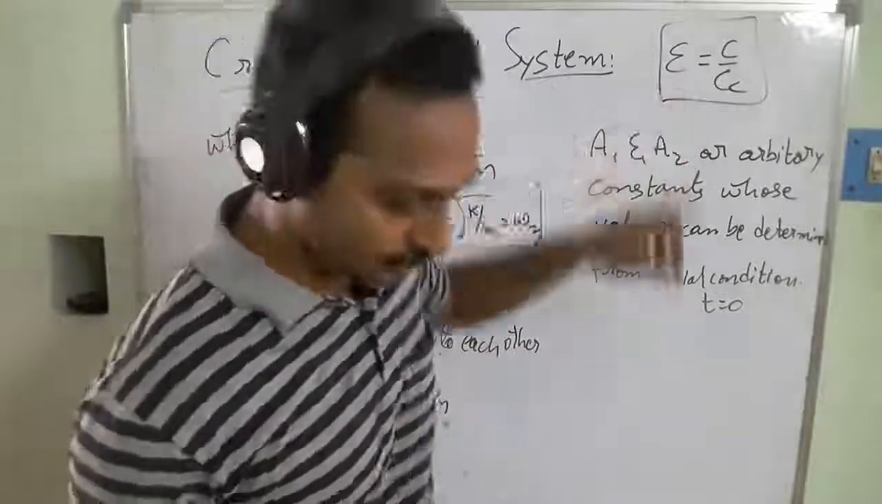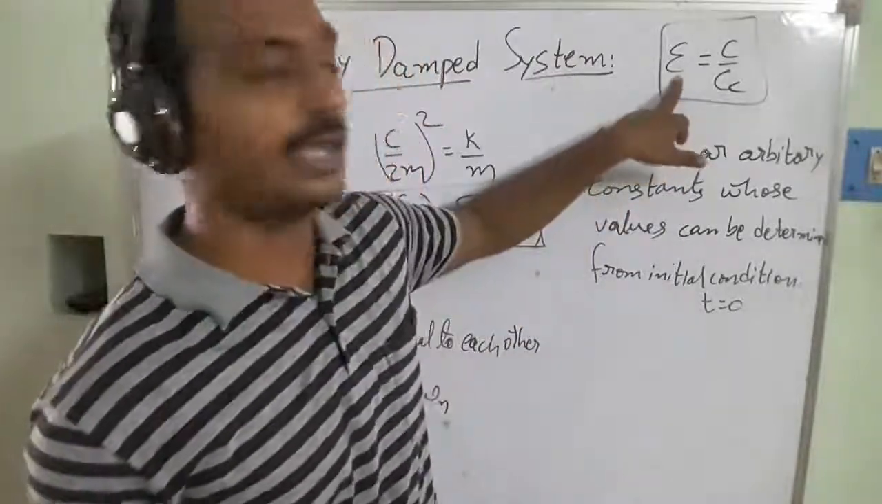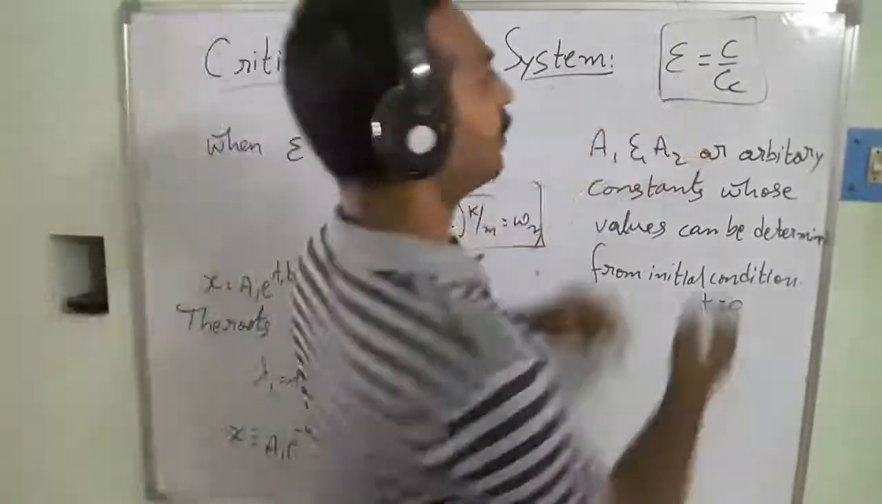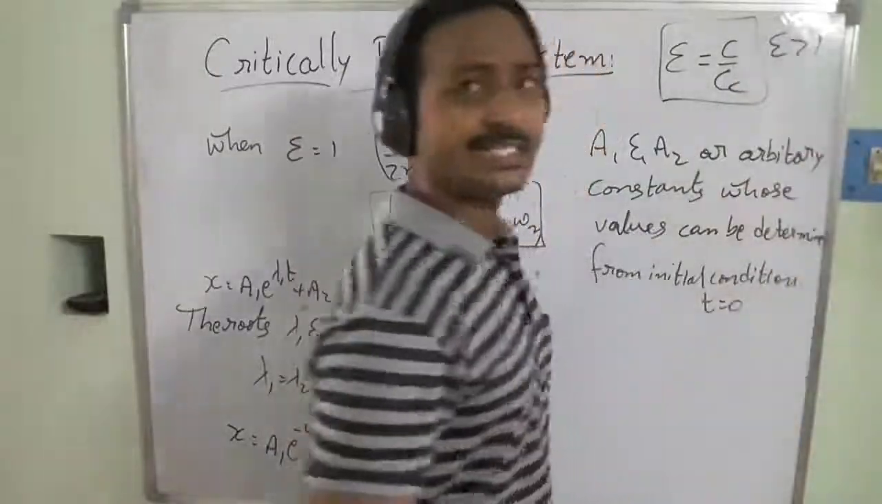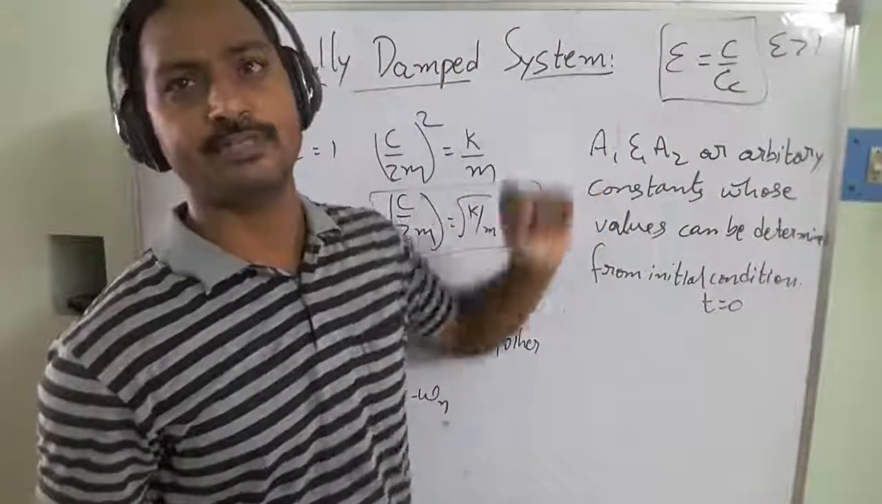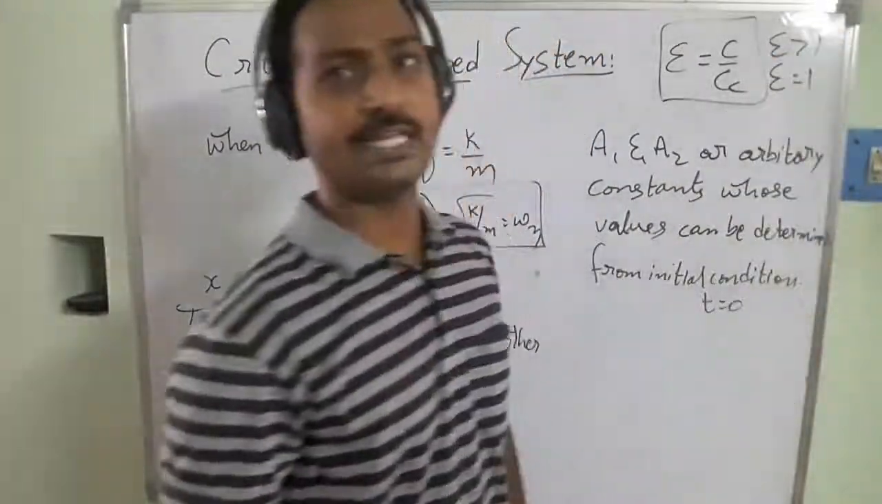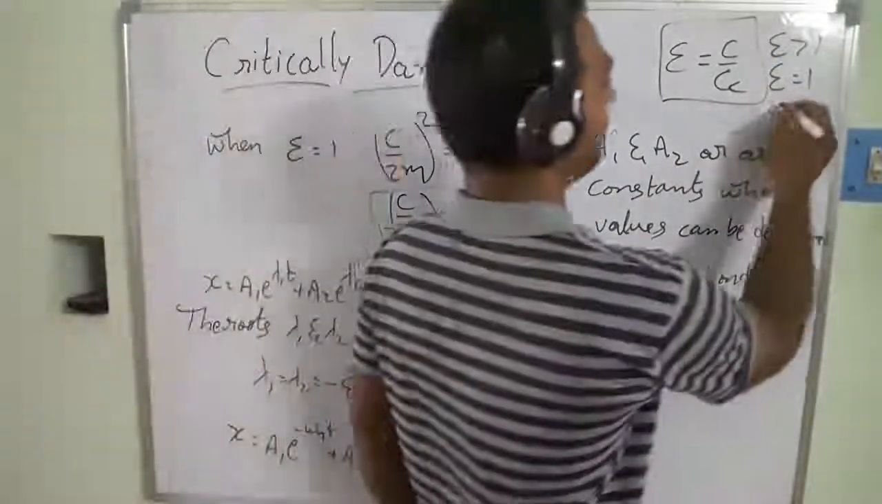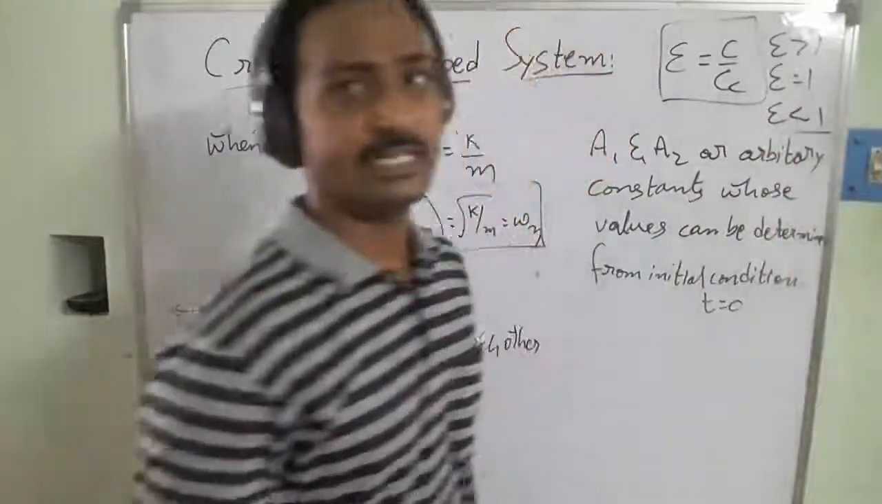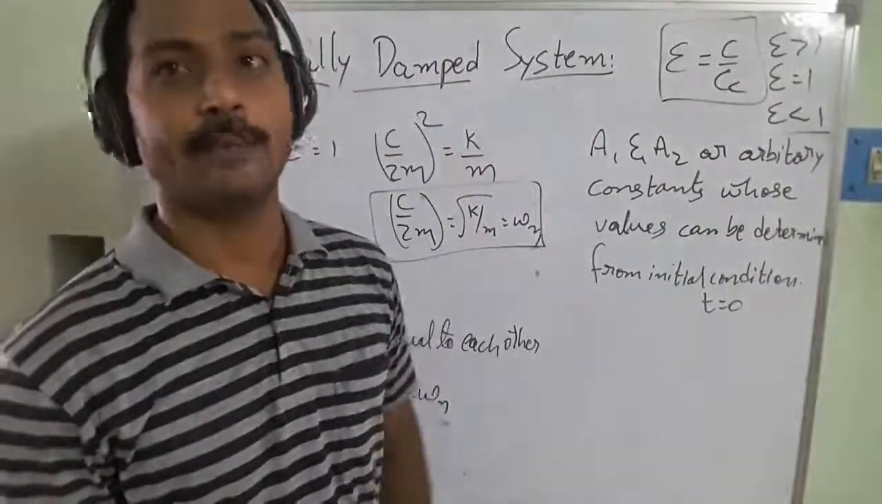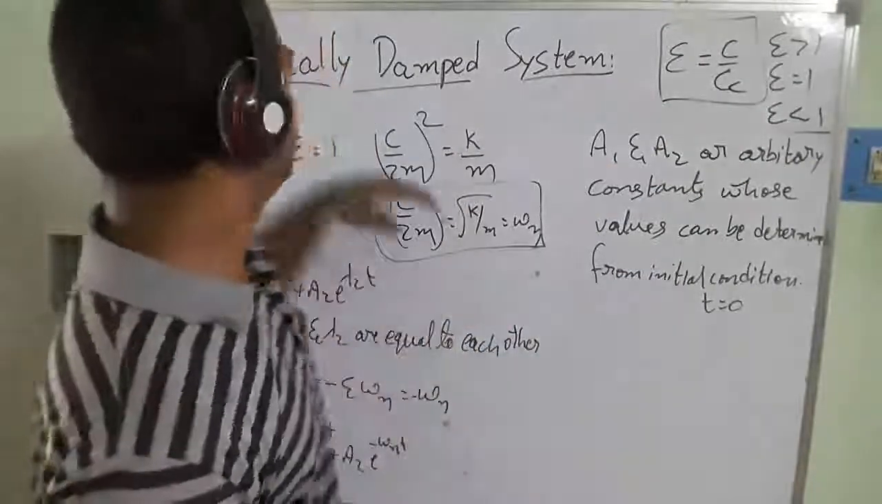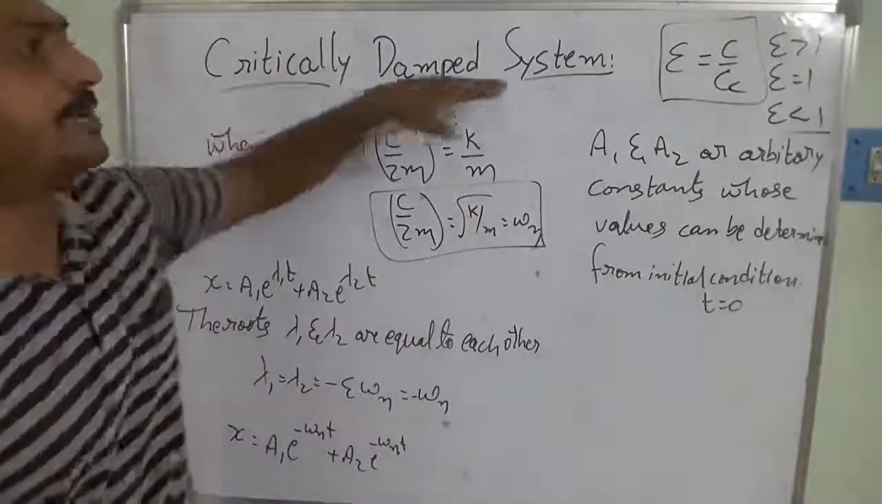So when this value epsilon changes: if epsilon is greater than 1, we can say the system is an over damping system. When epsilon is equal to 1, it is critical damping. When epsilon is less than 1, it is an under damping system. On this basis, today's topic is the critically damped system.